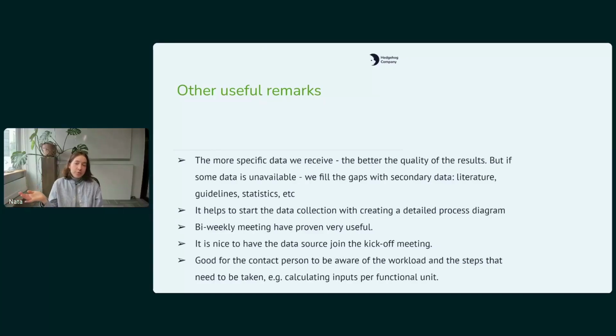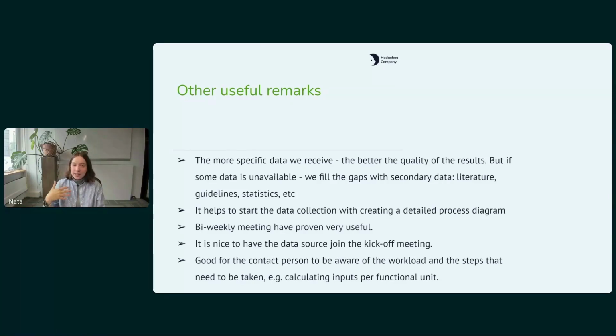A couple of other remarks that I have about the data collection is that the more specific data we receive, the better the quality of the results. Really, the more the better. And I like my data to be primary and accurate, etc. But of course, if some data is unavailable, we will fill the gaps with secondary data. So don't worry about that.